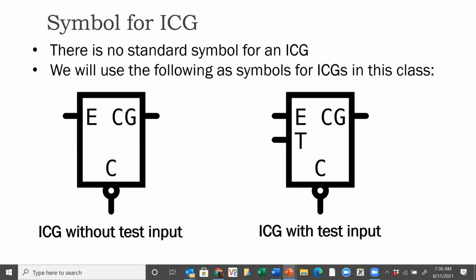There's no standard symbol for an ICG. We will use the following symbols for ICGs in this class. It's basically the same as a symbol for a latch. What I have is a C input for the clock, a CG output for the gated clock, and an enable input. That is the functional signal that determines if the clock pulse will go through or not. Like I said, there are two possible types of ICGs. One is without test input and the other is with test input. And so this is a symbol we will use.